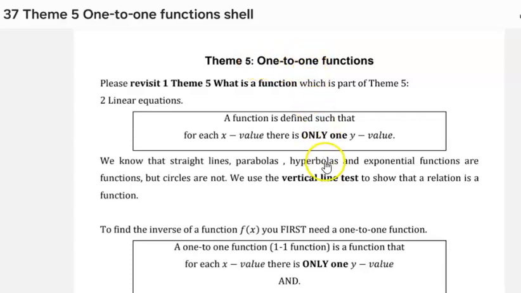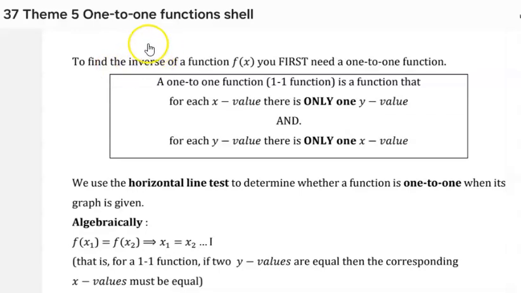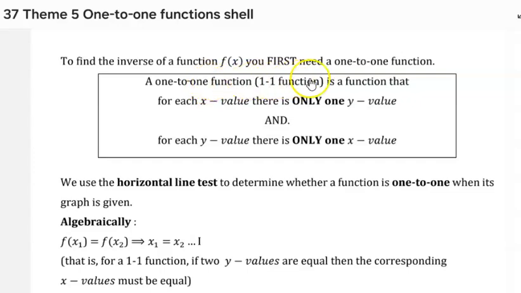What does that mean? First of all, to test whether something is a function, we use the vertical line test. But for a one-to-one function, we need more. If we are interested in getting the inverse of the function, we first need a one-to-one function. So when do we have a one-to-one function? We have a one-to-one function when we first of all have a function. That means each x value has only one y value. But now each y value must have only one x value.